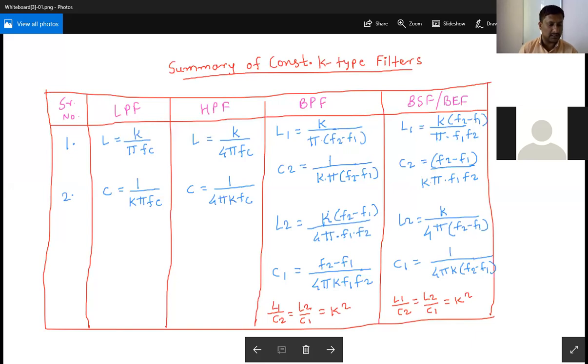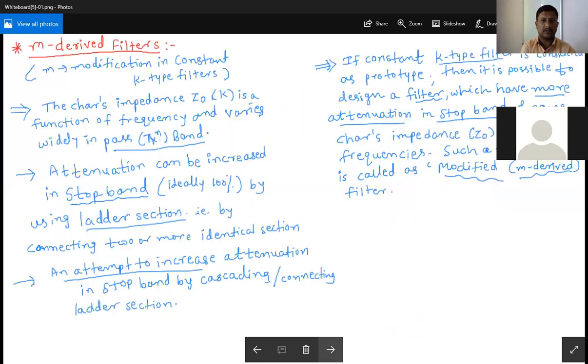This summary we have discussed, the summary of constant K type filters. To design the constant low pass filter, we have to use two formulas, L and C. L is equal to K by pi FC and C is equal to 1 upon K pi FC. Based on these two formulas considered as a basic, you can remember all the remaining formulas related to high pass filter, band pass filter, and band stop filter. The logic I already discussed in the previous lecture. After that, we started the M-derived filters.